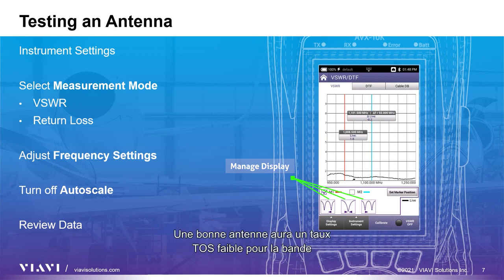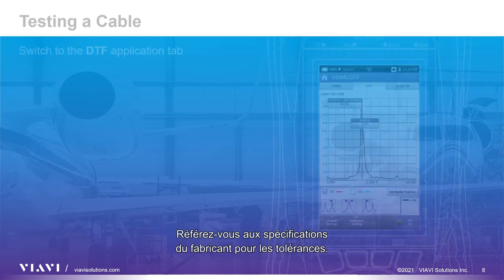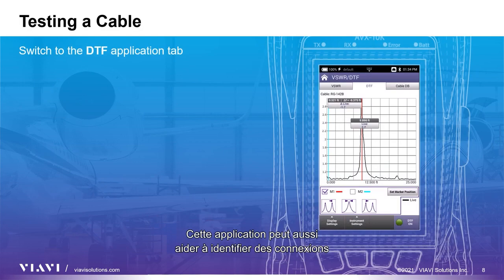A good antenna will have a low VSWR ratio in the intended frequency band. Please see the manufacturer's specifications for tolerances. This application can also help determine faulty cables or connections. Click on the DTF tab.